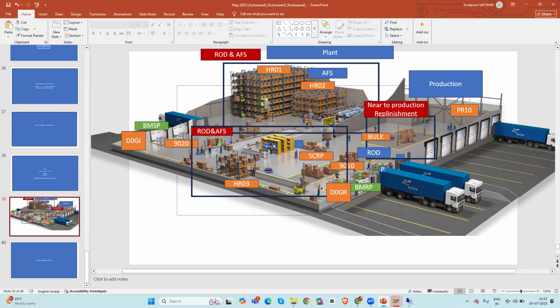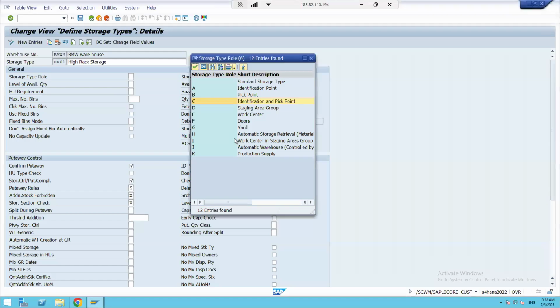Suppose you see here there are two persons working, and here three persons working. So we have operators working in different areas now. On the conveyor belt, at the ID point we have two persons, and at the pick point we have three persons. In this case, the recommended way is to go for two different storage types. ID point is different and pick point is different. Clear? Any questions? No, clear. Okay. So, next is staging area group.